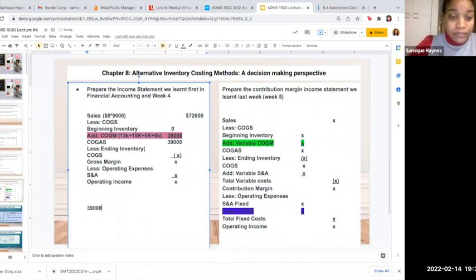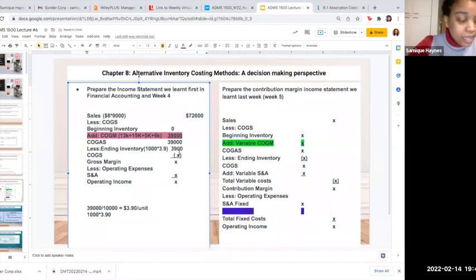39,000 divided by 10,000 units that we produced gives us $3.90 per unit. So we found out what to multiply the 1,000 by. Anyone clear? Everybody clear there? How we got ending inventory? 1,000 times 3.9? Good. So once we get that, that gives us, I think, 3,900.